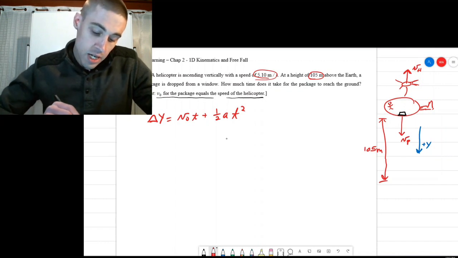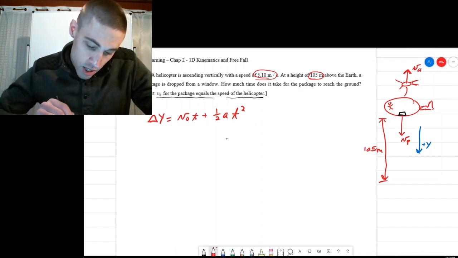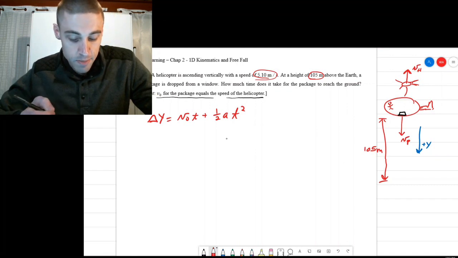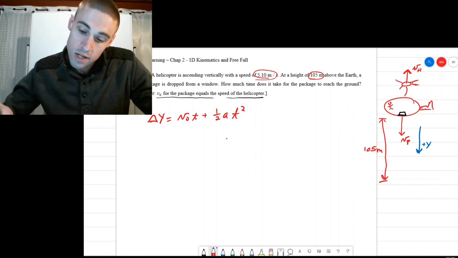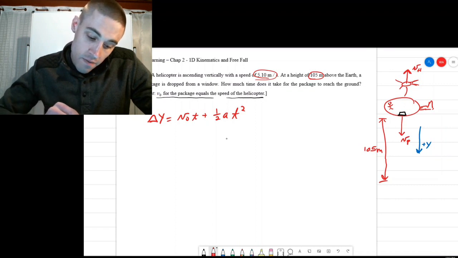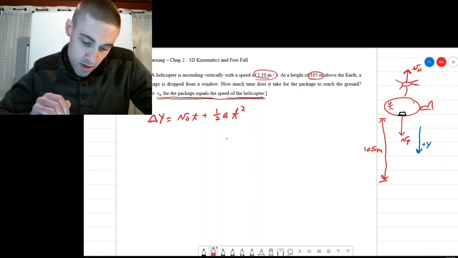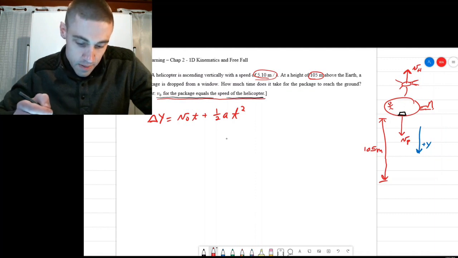Okay, so there's this equation here that could help me. Change in y equals v0t plus 1/2 at squared. All right. How did I know to use this one? Well, I know that v0 for this package equals the speed of the helicopter. That's given to me in a hint here in this problem, but it probably didn't need to be given to me in a hint.